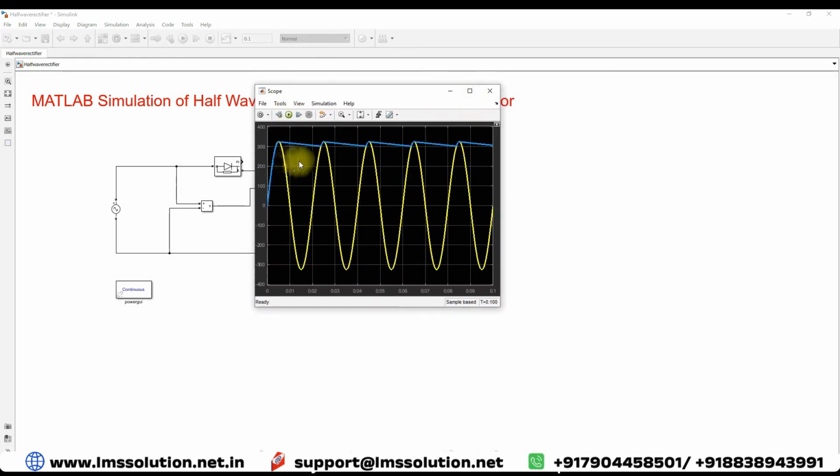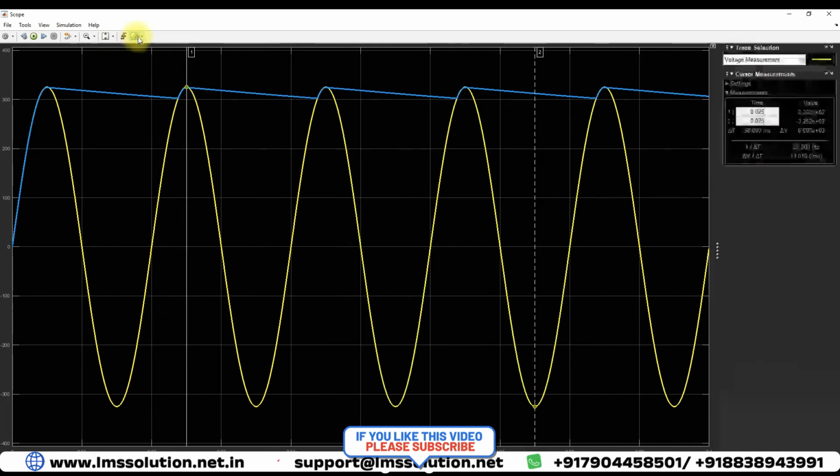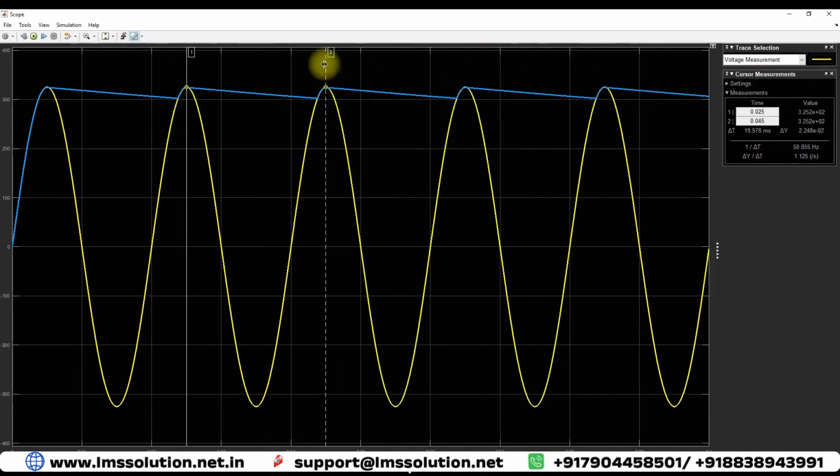Here you can see that there is some filter output. You can see that this is the charging and discharging of the capacitor. Next you need to check the ripple voltage. For that I'm going to click this one, and then I'm moving the second cursor point to this line, and then you can measure the voltage here.